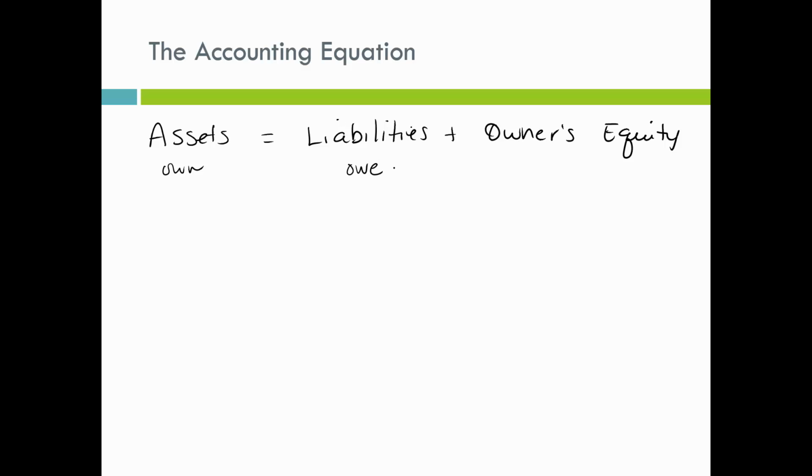Liabilities are things that we owe, so this is debt. Most of the time, the accounts that are liabilities will have the word payable in the name, because if it says payable in the name, it means it's something that you will have to pay. It's something that you owe. It's a debt. I think the best way to explain owner's equity is to take this equation and rewrite it in a different way. So through the magic of algebra, I can subtract liabilities from both sides, and I get assets minus liabilities equals owner's equity.